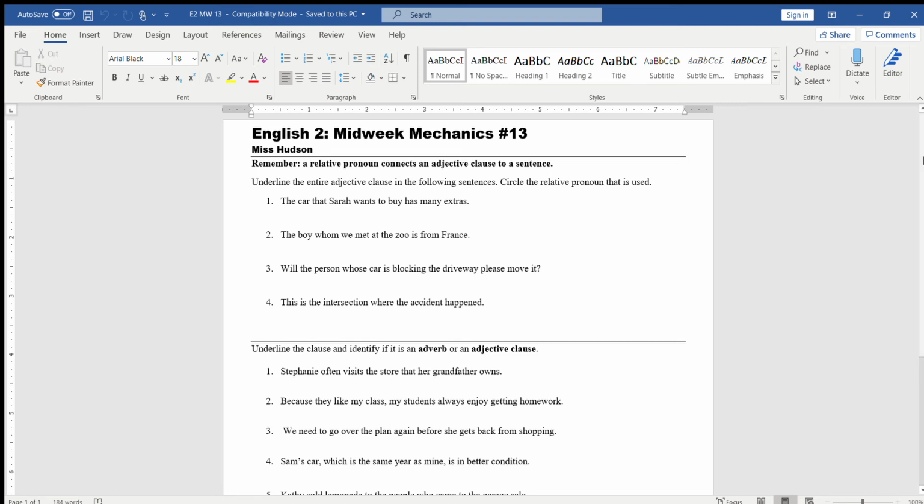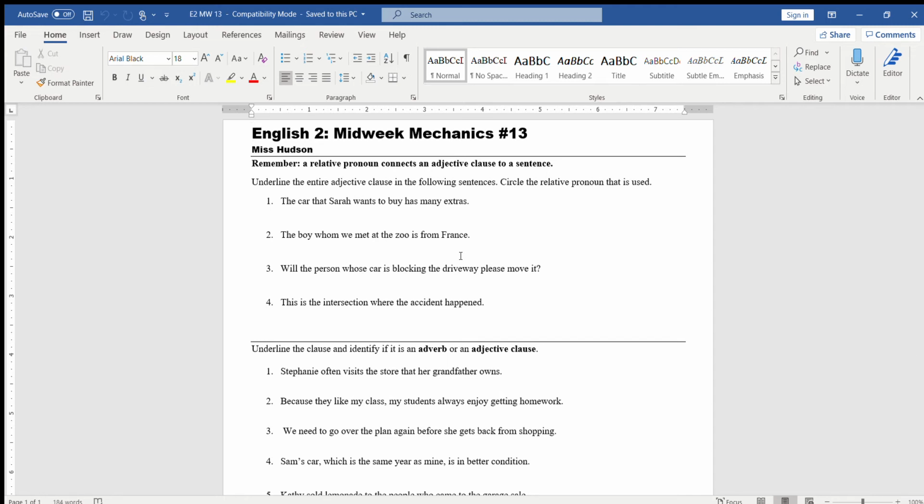Okay, midweek 13. Here's what you guys are going to do. Remember, a relative pronoun connects an adjective clause to a sentence, and it includes the words who, whose, whom, which, that, sometimes when, sometimes where, okay? So for this top part, you're going to underline the entire adjective clause, and you're going to circle the relative pronoun that is being used, that word that signals the clause, the words I just said.